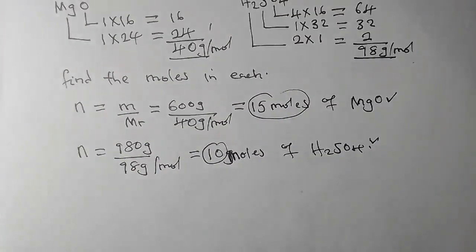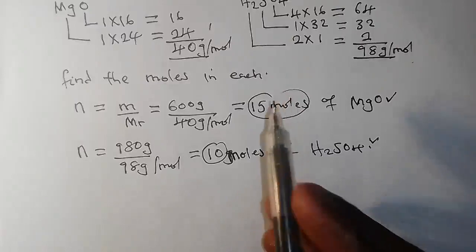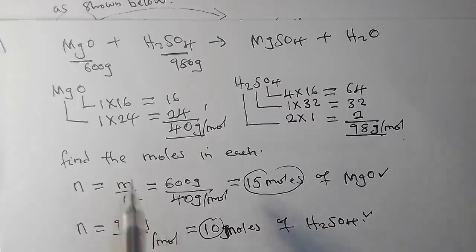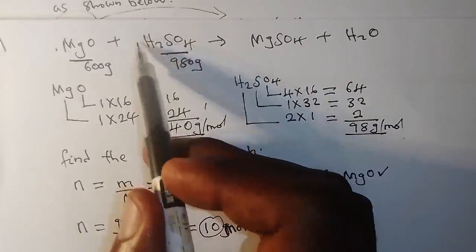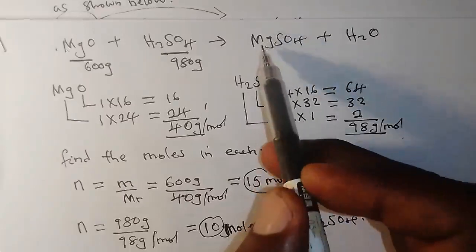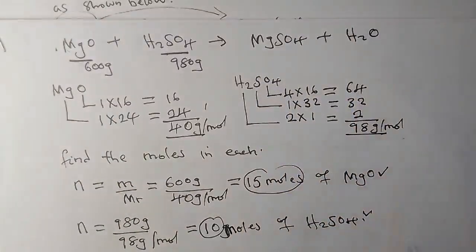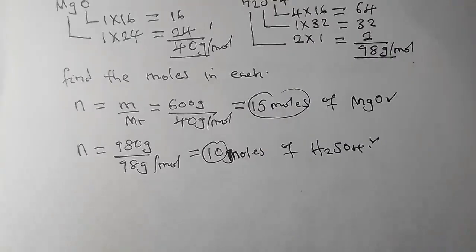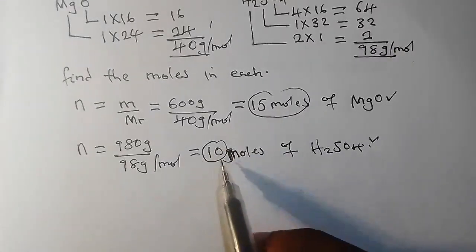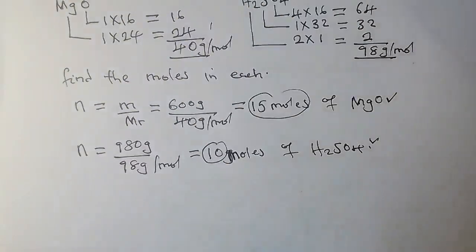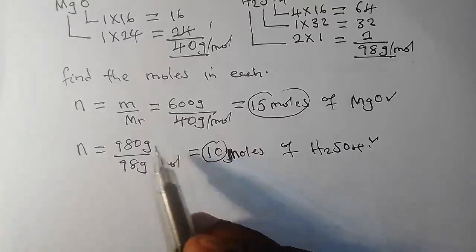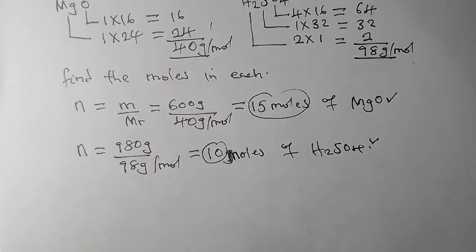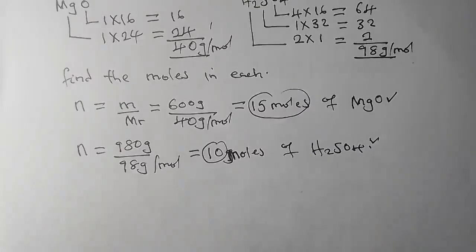When you compare the number of moles of sulfuric acid as well as magnesium oxide, these are the actual number of moles. The equation tells you that one mole of magnesium oxide reacts with one mole of sulfuric acid to produce one mole of magnesium sulfate and one mole of water. What is available is 15 moles for magnesium oxide and 10 moles for sulfuric acid.